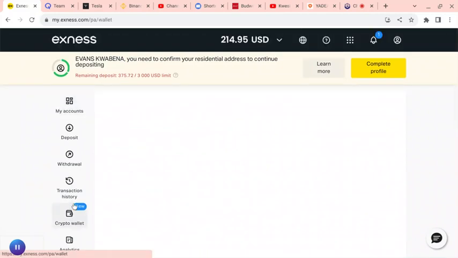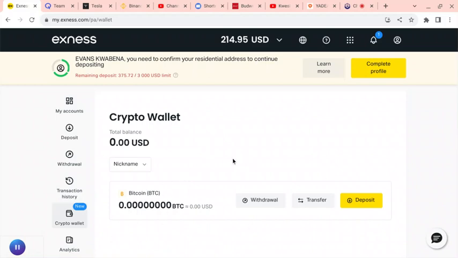So when I go to my account, I'll come to my crypto wallet, and you see that the money you will receive will appear over here. It will automatically convert into USD for you to know the amount of BTC you have in your wallet. You see, this one is a new thing that they just introduced.